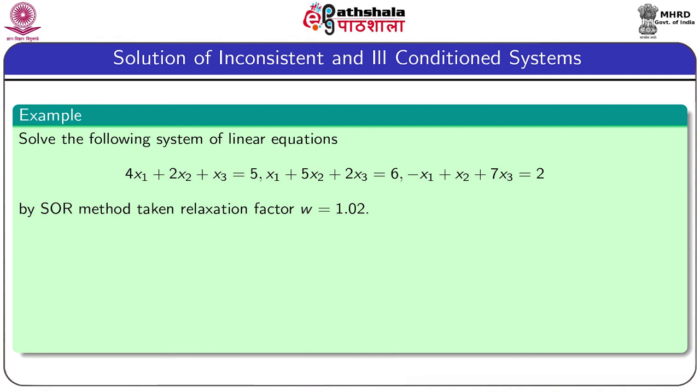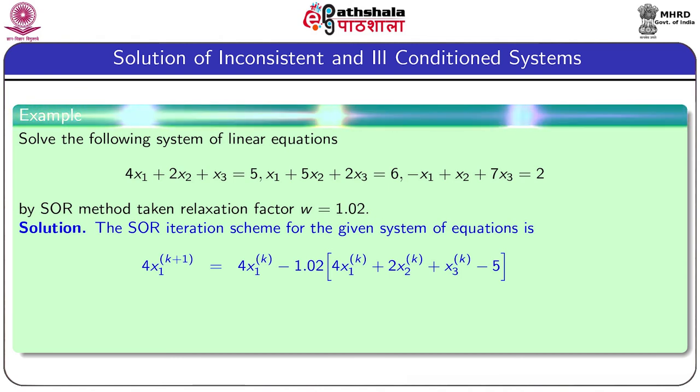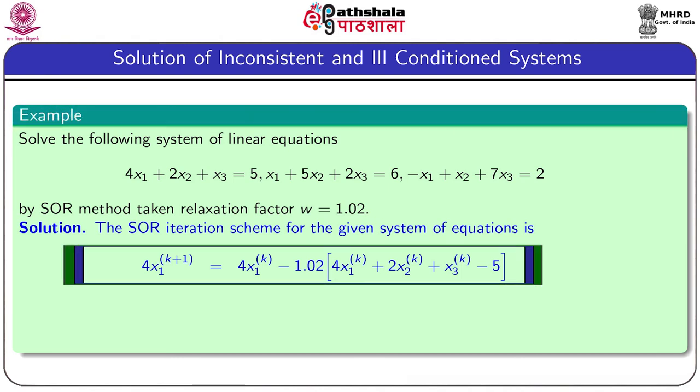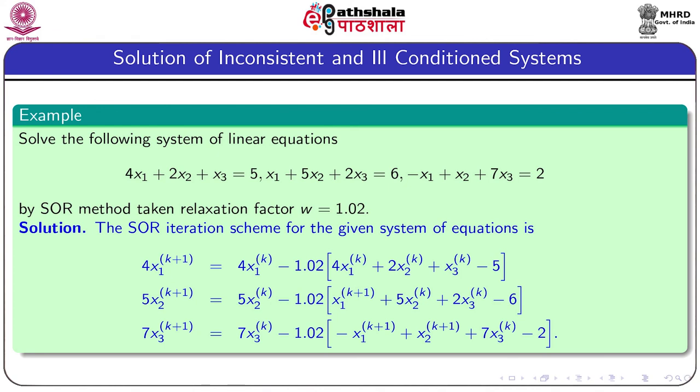Now we consider a system of equations. Obviously, it is an ill conditioned system of equations, to be solved by the successive over relaxation method by taking relaxation factor W equal to 1.02. The SOR scheme, that means successive over relaxation scheme, is given by 4x1^(k+1) equal to 4x1^k minus 1.02, that one is the relaxation factor, into (4x1^k + 2x2^k + x3^k - 5). This is obtained from the first equation, and from the second equation we obtain the second iteration scheme, and from the third equation we obtain the last equation.